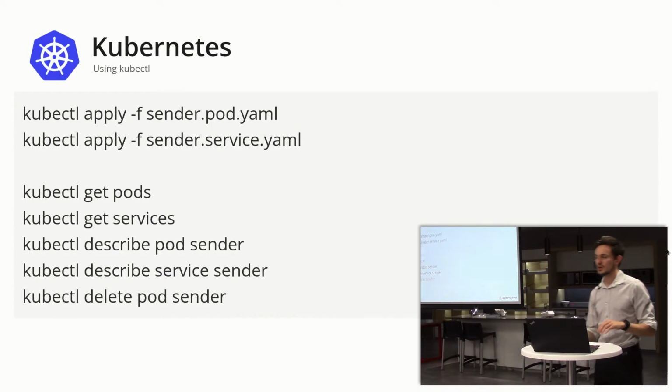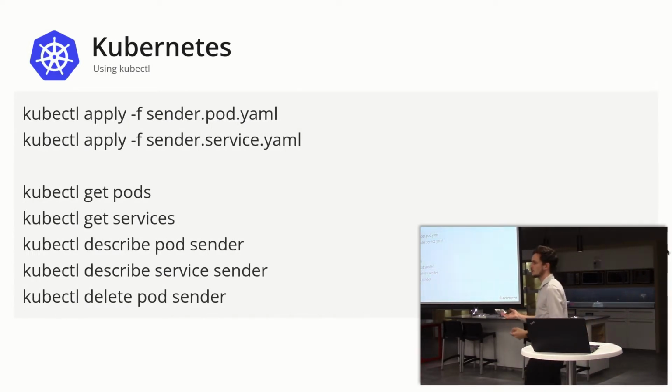So a couple of commands. You've made these files. How do you actually start up a pod, and how do you start a service? You use kubectl, or Kubernetes control, and you just apply the YAML file, and that will start up the pod and the service. You can do a lot of other useful stuff.